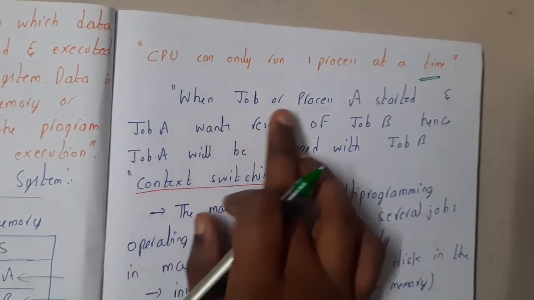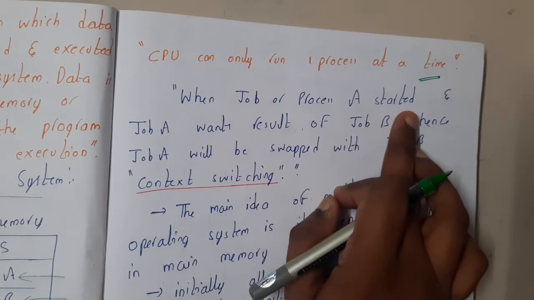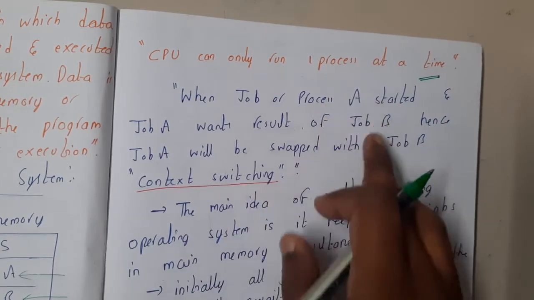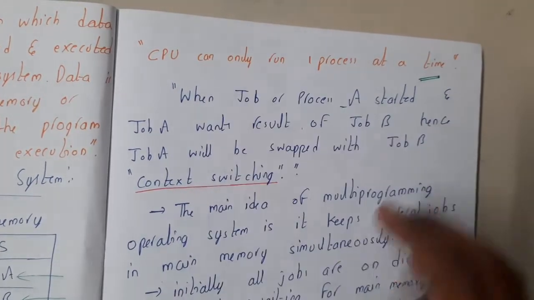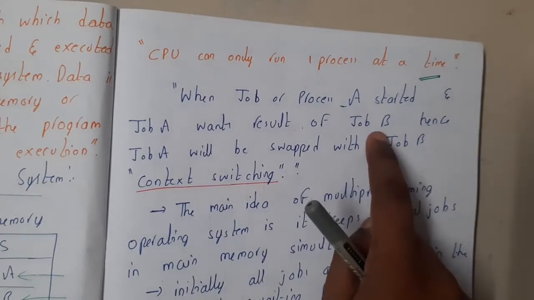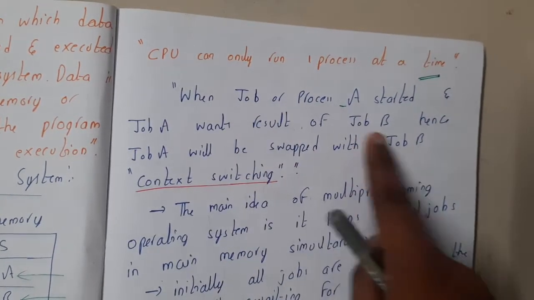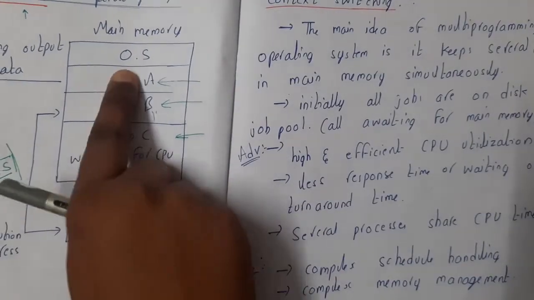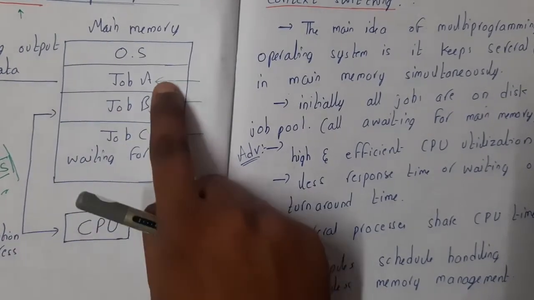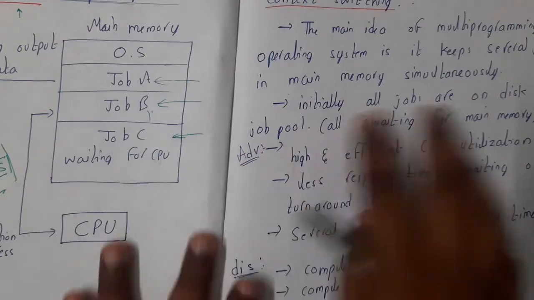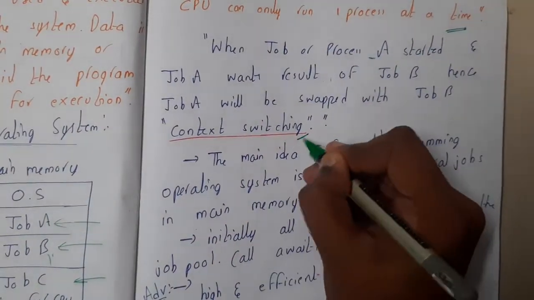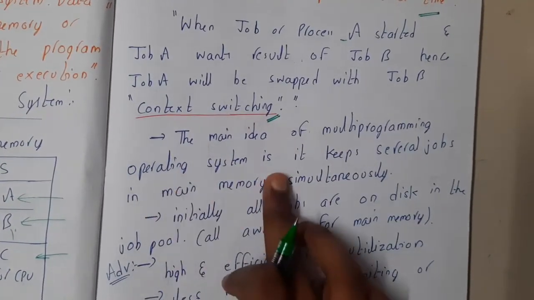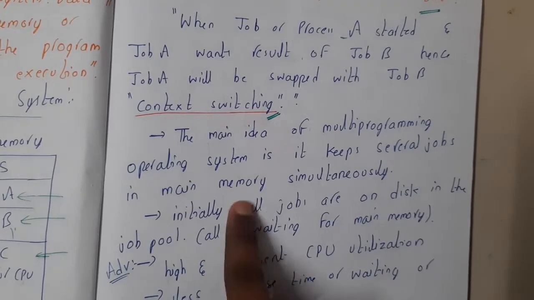When a job or process A has started, and job A wants the result of job B, here I am creating some dependency. Assume job A's task is done, but job A wants to print the data of job B. At that time, job B should be done first. So we are going to swap job A and job B: job A will move from the CPU to outside and job B will come inside. Now job B will be running and job A will be waiting for job B to complete. This concept of swapping is nothing but context switching, guys.